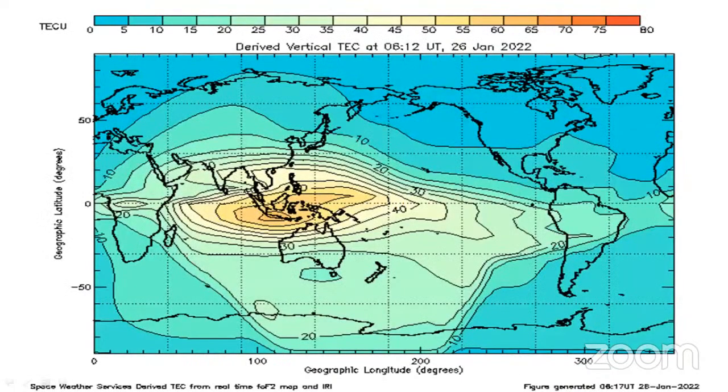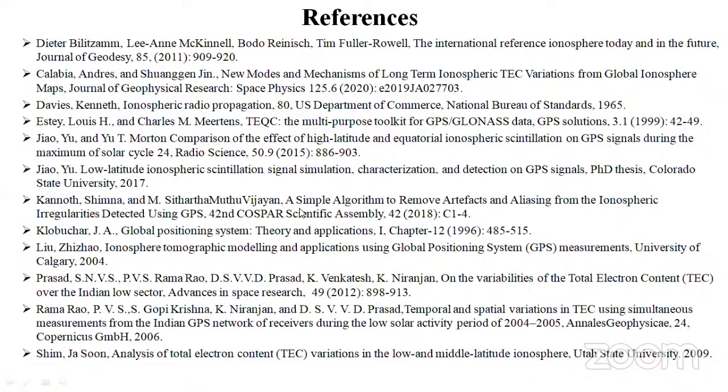This is the global variation of TEC, and these are the TEC values, where over the Indian region, we can see the TEC variation is around 20 to 25 TEC units. And as we move to the upper portion of the latitudes, the TEC value goes on decreasing. This is mainly due to the equatorial ionization anomaly effect. And these are the references I have quoted.